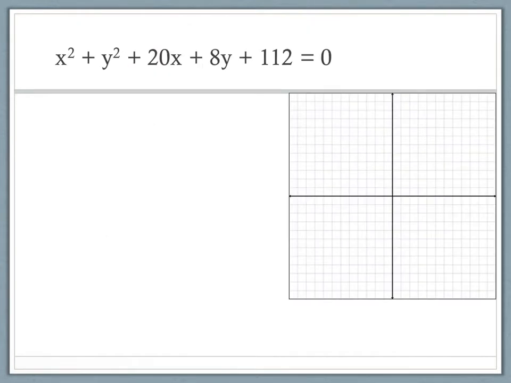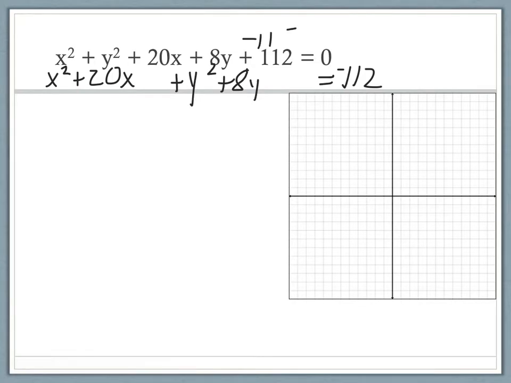So for this one, if we look, we can't just graph this, okay? We have x squareds and x's, y squareds and y's. We didn't have that previously, so we can't just graph this using h, k and our radius. So the first thing I need to do is get my x's and y's on the same side and my number on the other side. So I'm going to have x squared plus 20x, and then I'm going to leave some space. Okay, plus y squared plus 8y, leave some space, equals negative 112, because I would have to subtract this 112 to get it over to the other side.